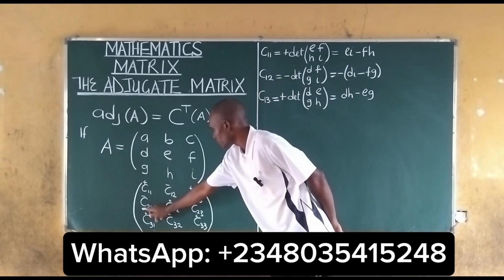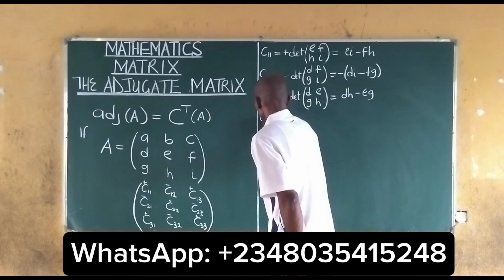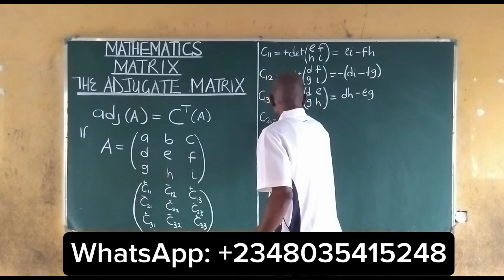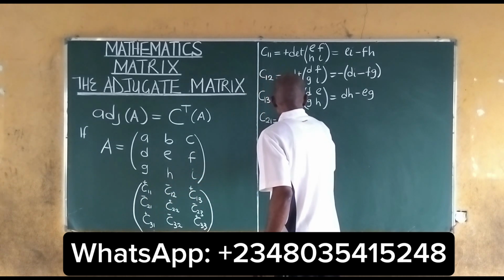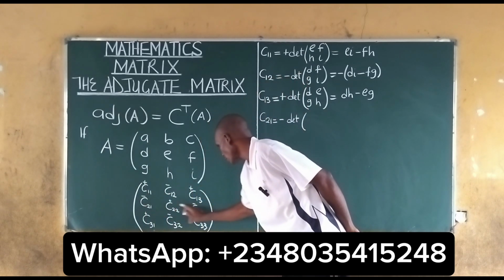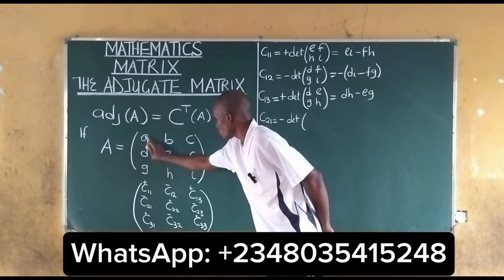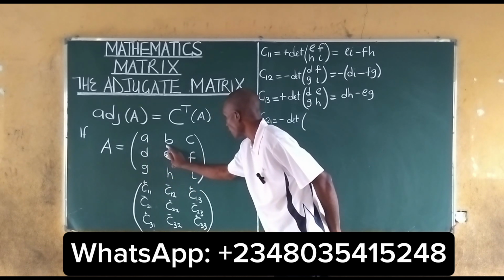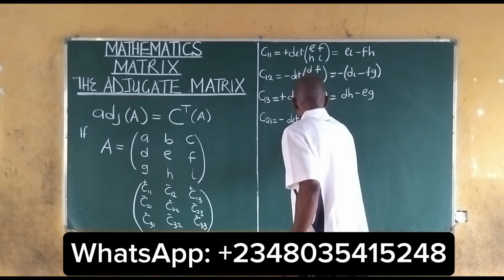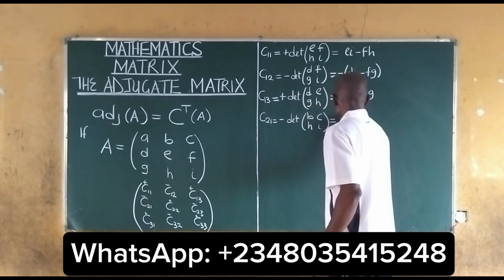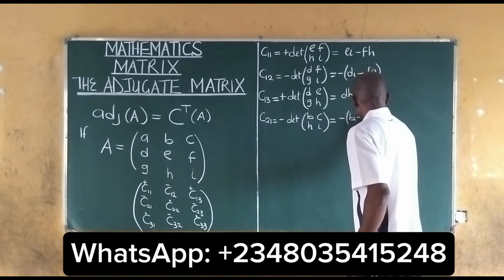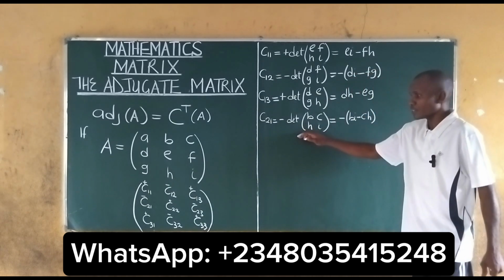Now, to continue, C21 is equal to, there is a negative sign here. So we say negative determinant of, now, for this, we ignore the whole of this row and the whole of this column. So we have B, C, H, I, which is equal to negative BI minus CH. So this is for C21.